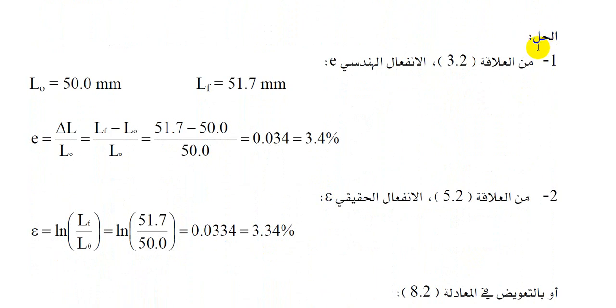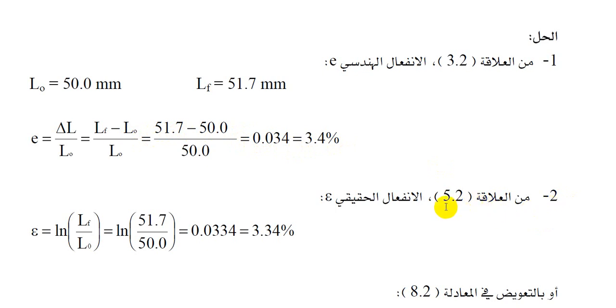Done. The solution will be as follows. يعني الحل كالتالي. First, from relationship 3.2, the engineering nominal strain E is as follows, for L naught equal to 50.0 millimeter and LF equal to 51.7 millimeter. E equals delta L over L naught, equals 51.7 minus 50, over 50, equals 0.034, equals 3.4%. As you can see right in front of you, this is the rate of strain, plotted horizontally on the x-axis.